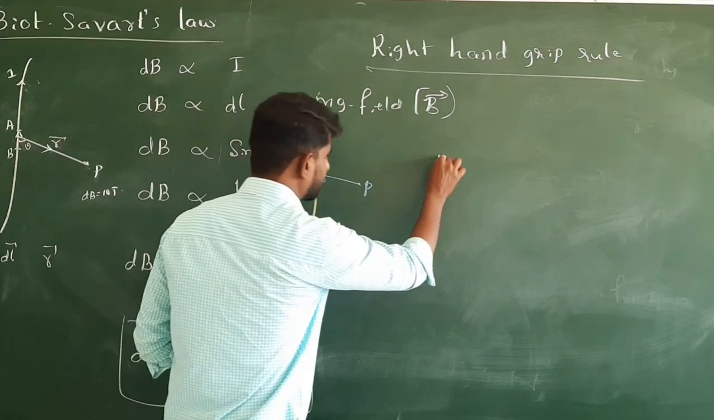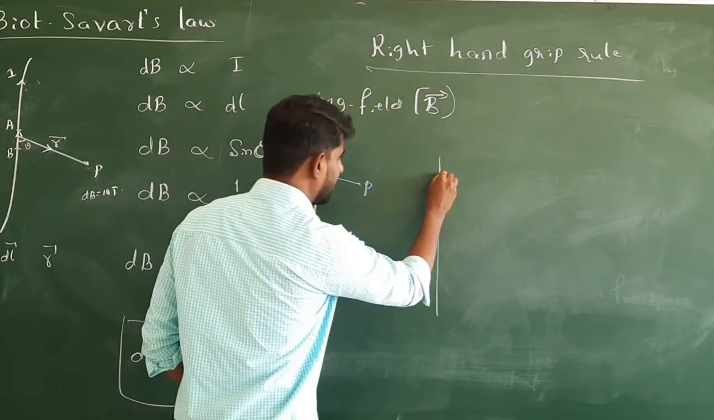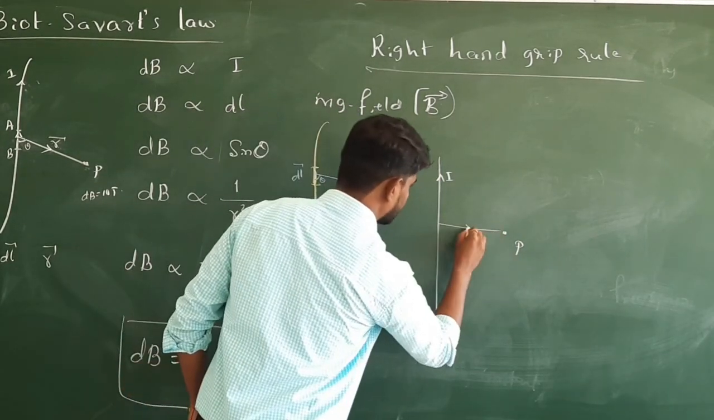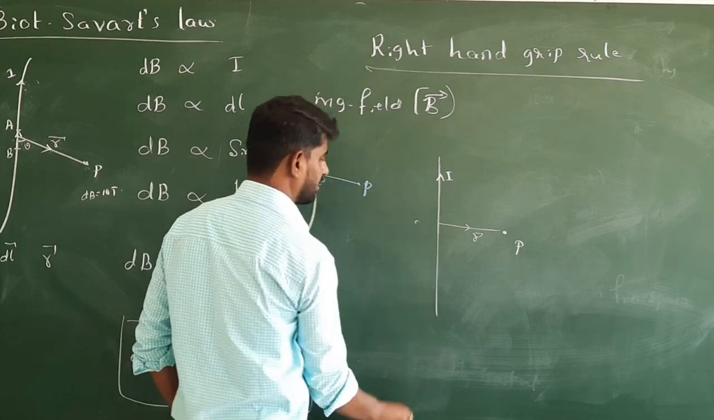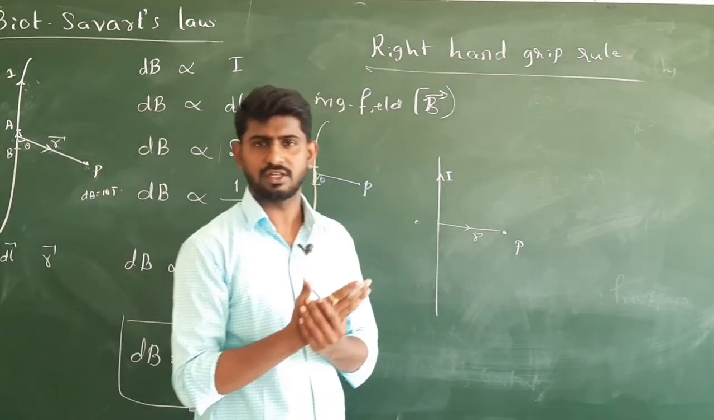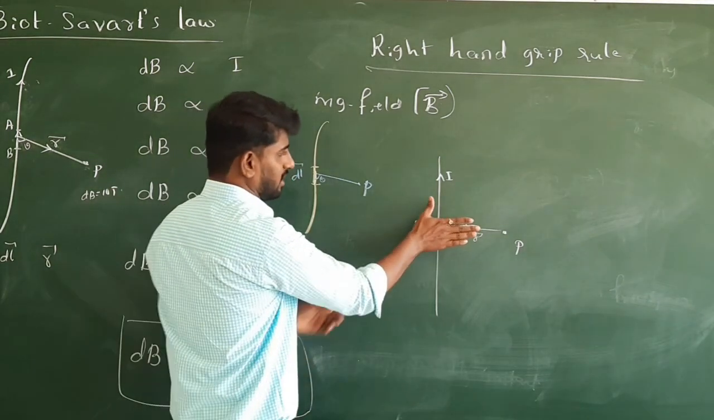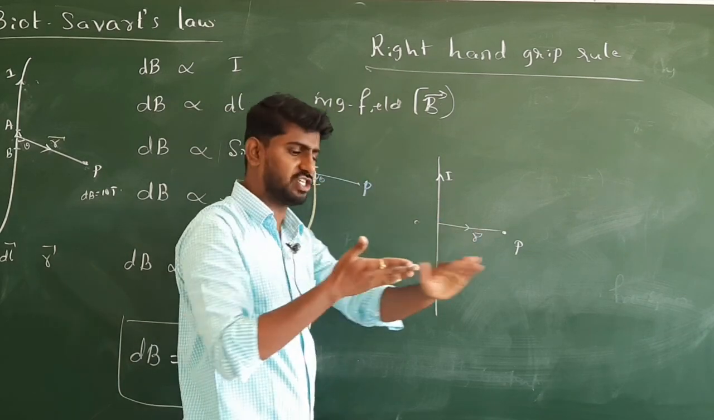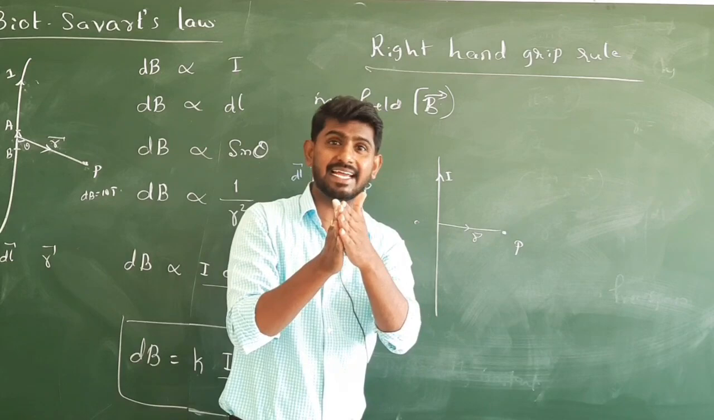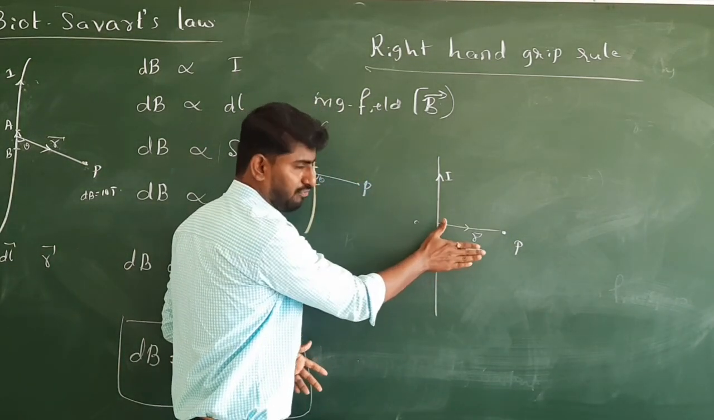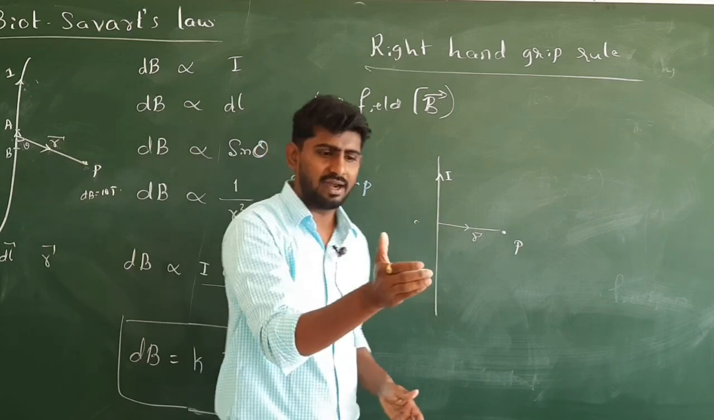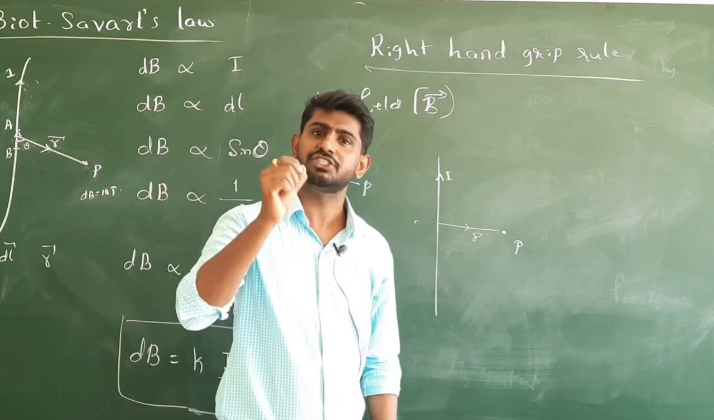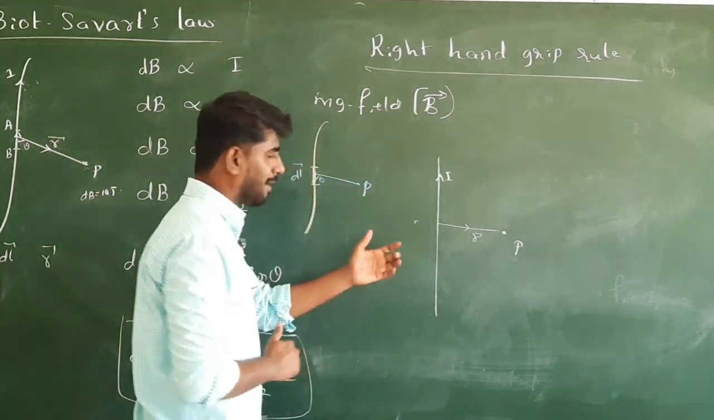If there is a conductor carrying current I, and I want to get the magnetic field at a point P, and this is R or R vector, and this is the current, we should use the right hand. Take a hand like this. The thumb indicates the direction of current, and the stretched palm indicates the direction of R. And if I curl the fingers, that curled finger indicates the direction of magnetic field.